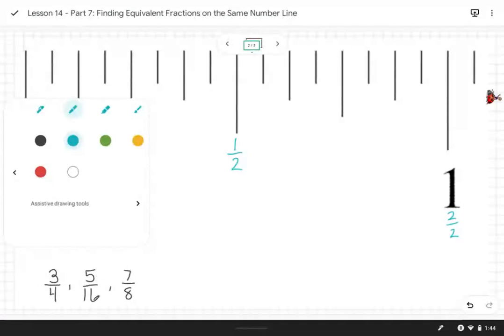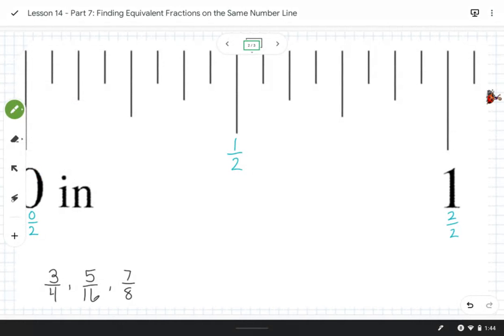So let's go ahead and pick maybe green this time. So we'll have 0 fourths here at 0. This is the 1/4 line. Of course, 1 half, this is 2 fourths. 2 is half of 4. This is 3 fourths. And 1 whole is, of course, 4 fourths.